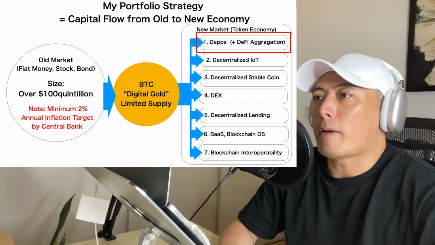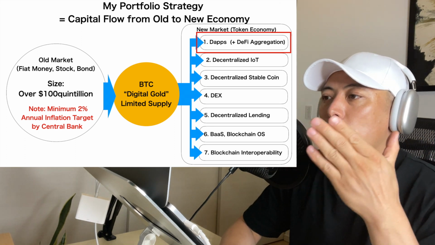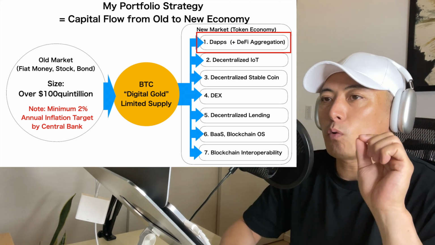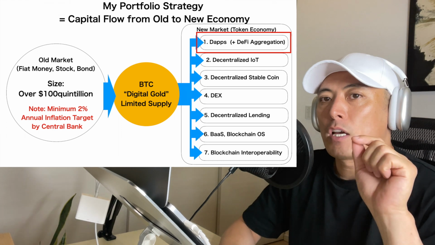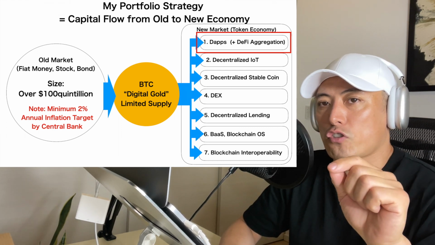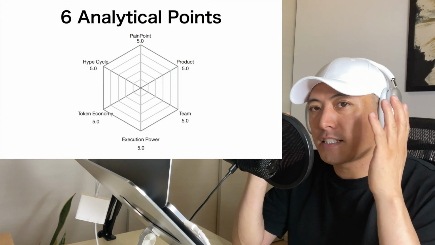So I only recommend assets that are Bitcoin and all the altcoins which related to these seven categories. Then if you want a deeper understanding about my portfolio strategy, please check out my video about my portfolio strategy. Then here's my video link. Okay. Then as usual, I'm gonna apply the six anchor points.